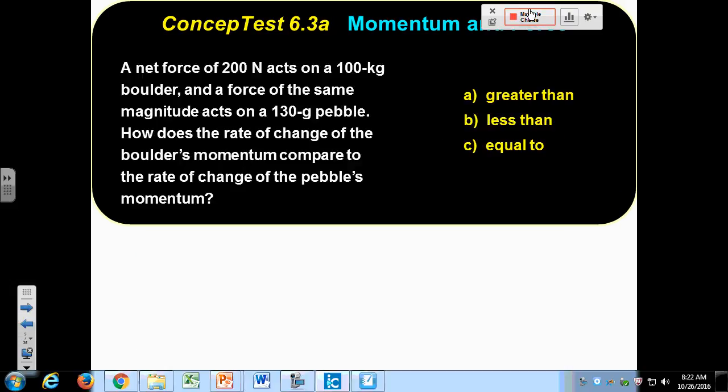All right, a net force acts on a 100-kilogram boulder and the same force on a 130-gram pebble. How does the rate of change of the boulder's momentum compare to the rate of change of the pebble's momentum? Let's stop at 45.